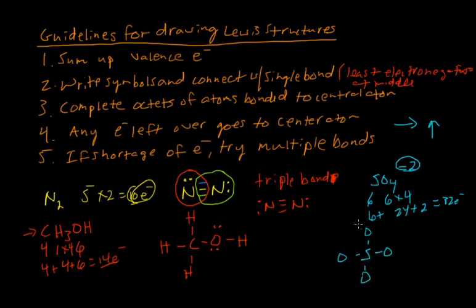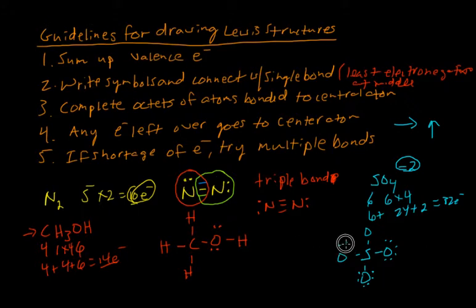Okay. So now, number 3, complete the octets of the atoms bonded to the central atom. So the oxygens here. So I've already got 2, 4, 6, 8 electrons. So that's 10, 12, 14, 16, 18, 20.